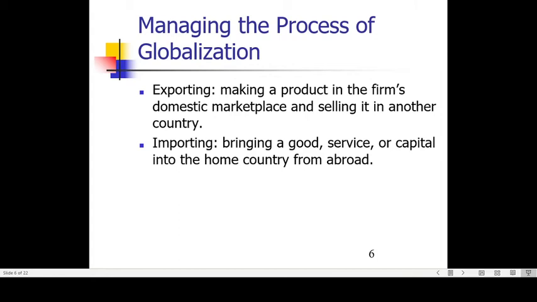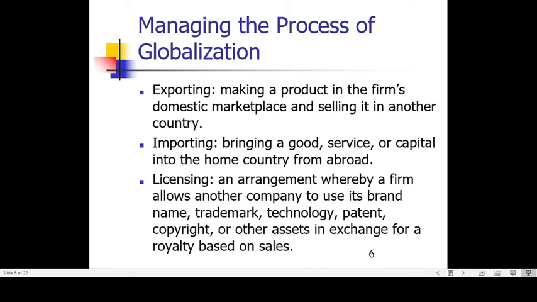Importing is a process of bringing goods and service or capital into home country from abroad. So, ito naman yung mga original products na binibili natin sa ibang bansa. Example, no, before, kung tayo ay supplier dati ng rice dito sa Asia, ngayon tayo ay nag-i-import na. Ibig sabihin ng import, bumibili tayo ng produkto sa ibang bansa.